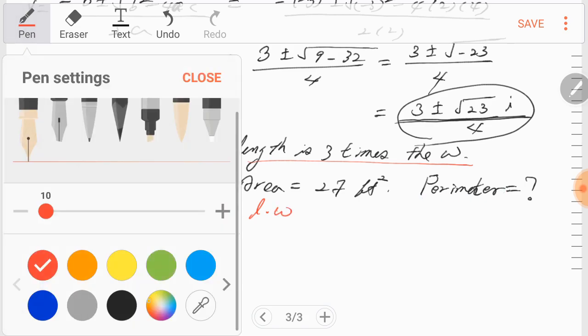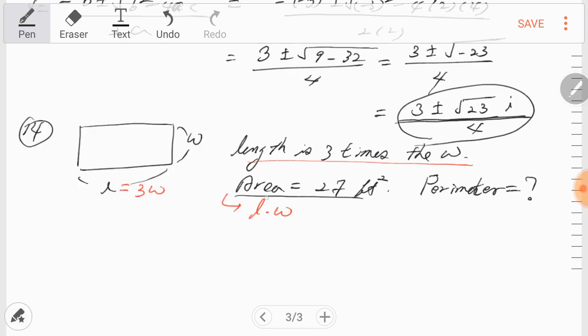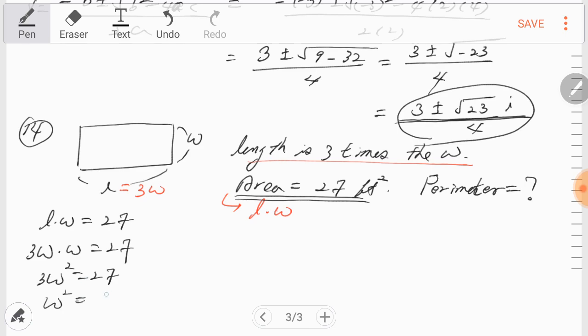Since the area is given, we have to use this equation. Area is length times w, where length times w is equal to 27. And length can be written in terms of w, so 3w times w is equal to 27. From here, we can find w. So 3w squared equals 27. Then w squared is, dividing each side by 3, 9. So w is equal to plus or minus square root of 9, plus or minus 3.